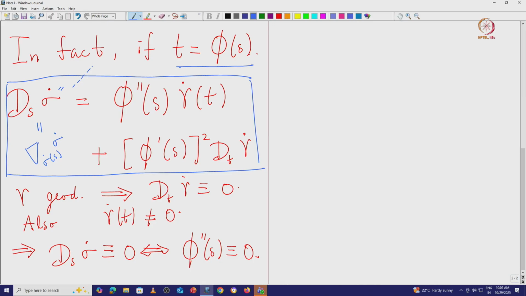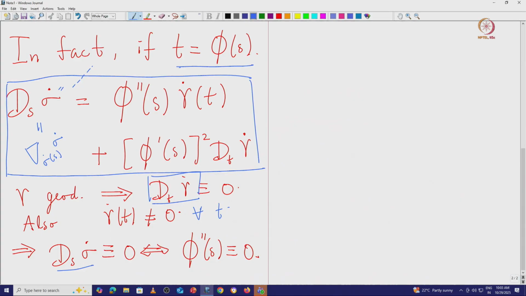Now once you have this formula, if gamma is a geodesic, this is identically 0. Also, because we are looking at a non-trivial geodesic, gamma dot of t is not equal to 0 for all t, which means that the covariant derivative of sigma dot can be 0 if and only if phi double prime is 0. In other words, phi has to be affine linear. So being a geodesic depends a lot on how you parameterize the curve. You can't arbitrarily reparameterize a geodesic and still expect the newly reparameterized curve to be a geodesic.